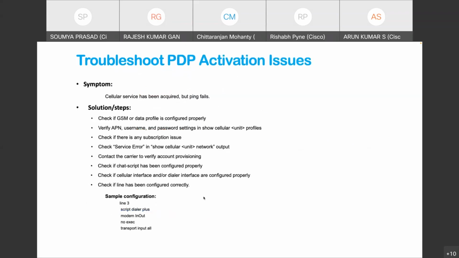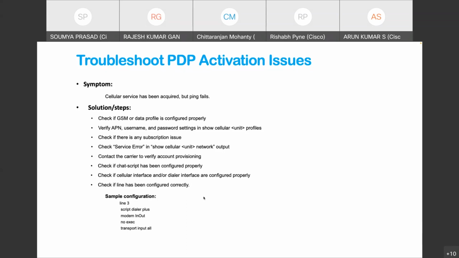Next, everything is fine, we don't have any network attach issues, but still the customer says they are not getting the IP address or the ping fails. Then we need to check the profile configuration. Once we check the modem part, we go for the SIM check. If both are done, then we go for the data profile check. We verify whether the data profile is configured properly, whether the APN is configured with the correct username and password.